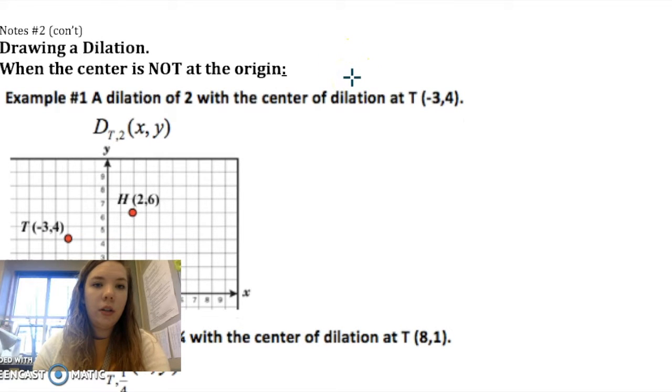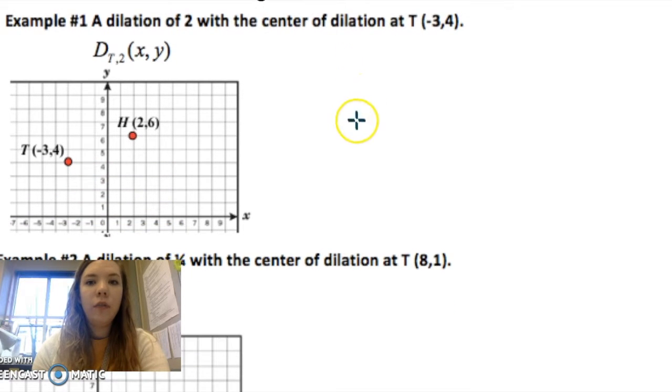Drawing a dilation when the center is not at the origin. So a dilation of 2 with the center at (-3, 4). So right here's our center. A dilation of 2 means we're going to double the distance. So here H is 1, 2, 1, 2, 3, 4, 5, up 2 over 5. So from here, I want it to double that. So that would be up 4 over 10.